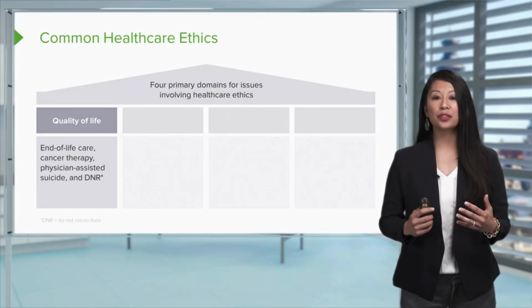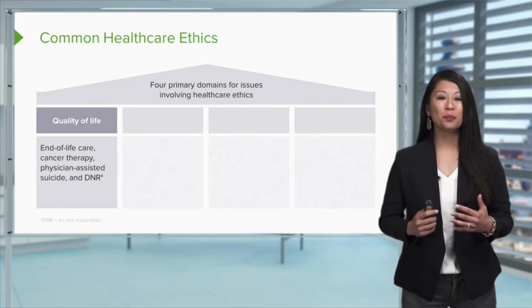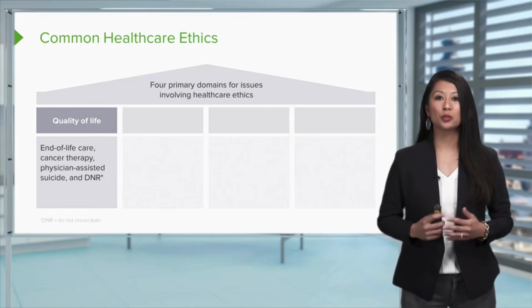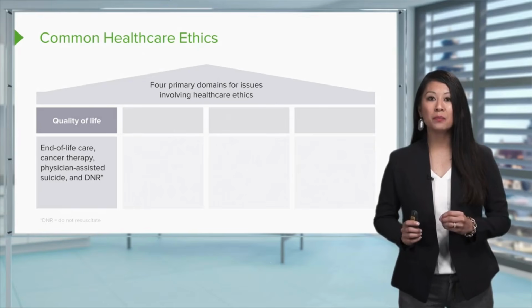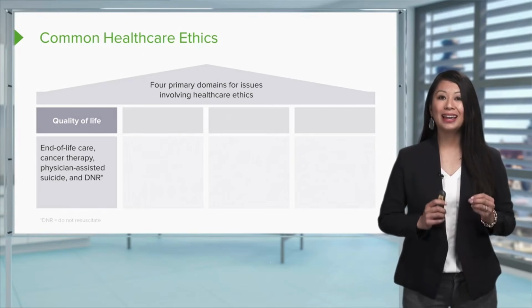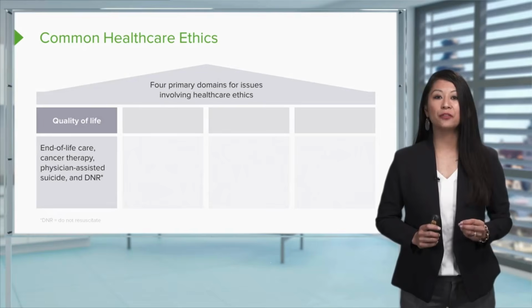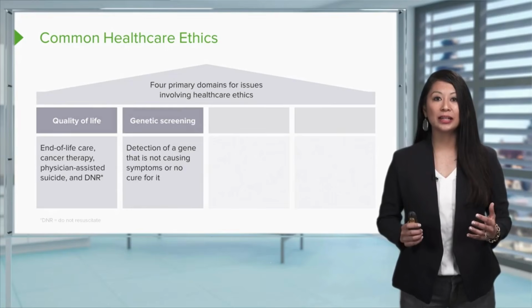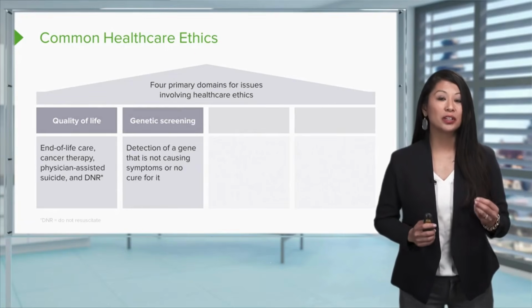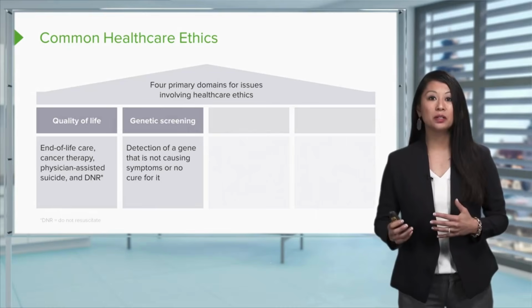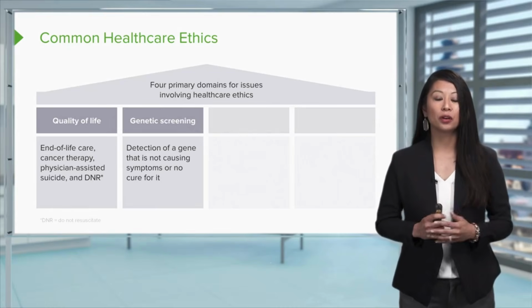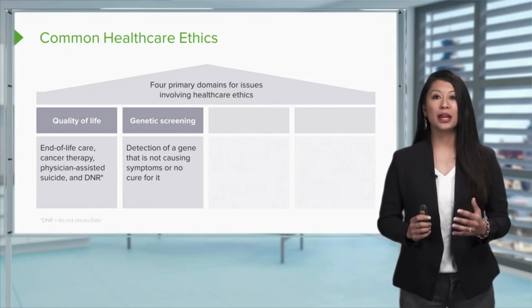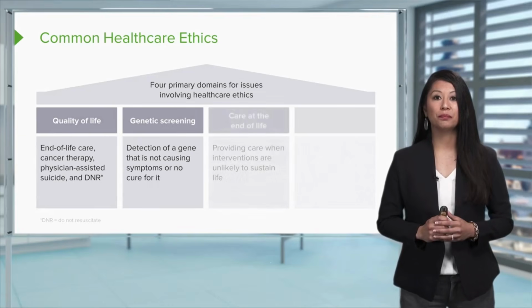Such as with cancer therapy, sometimes the patient may decide that they do not want to pursue treatment. However, the family members may feel otherwise. Again, this is where advocacy for your patient must be at the forefront for their client's needs. Next is genetic screening. This could be detection of a gene that may not be causing symptoms or for which there is no cure. This may come into play with maternal nursing, for example.